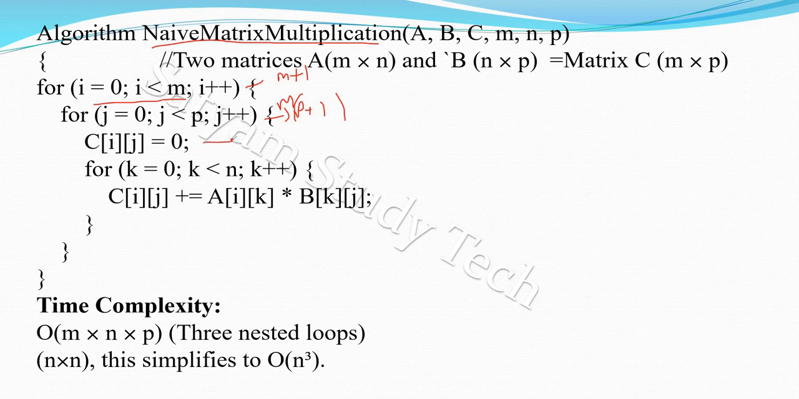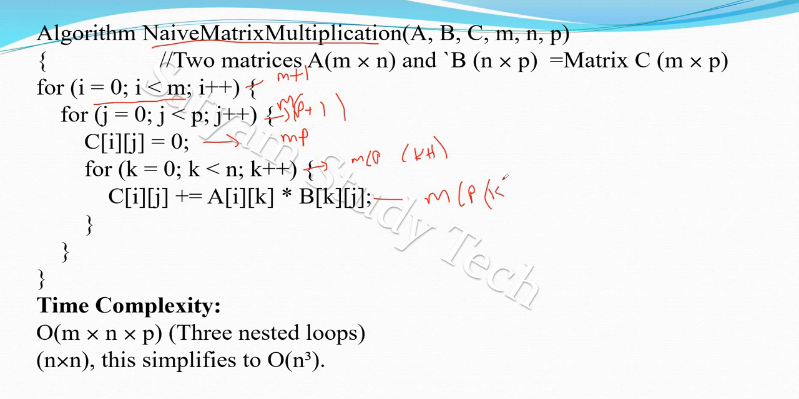So how many times is this statement executed? Here, m into p times this statement is executed. Now you can see one more for loop is there. Here how many times is this for loop executed? Here it is m into p into k plus 1 times this for loop is checked. But this statement is executed m into p into k times.